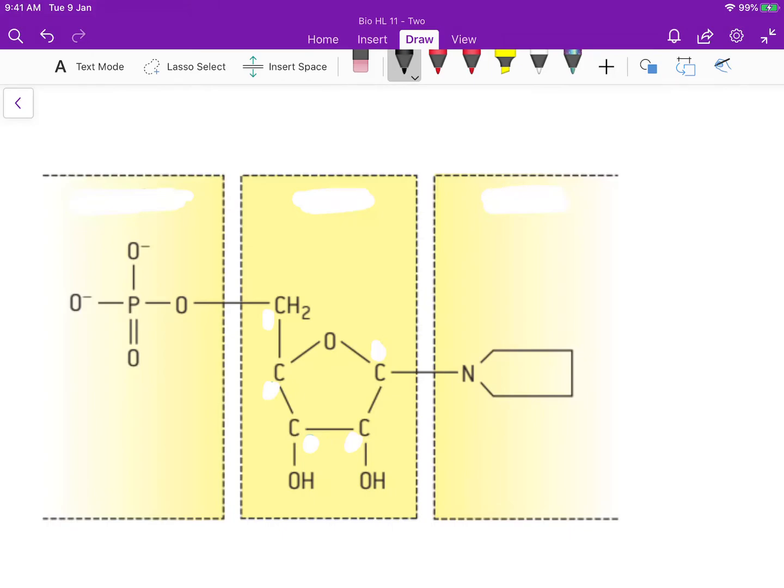So around over here, can you identify what these different things are? What's the first one? What's the second? What's the third? The first one here, because we got PO4, it's our phosphate. Down here we have our sugar, our pentose sugar, and then over there we have our base, our nitrogenous base.